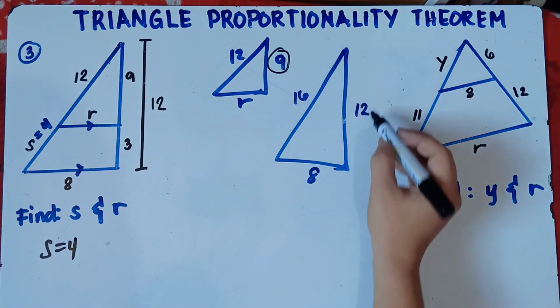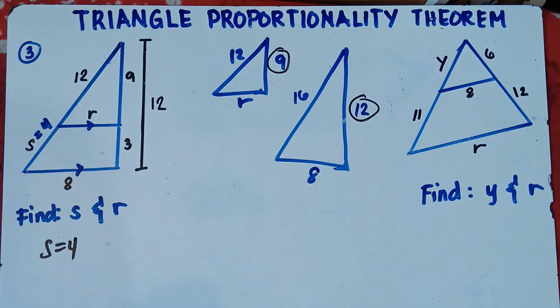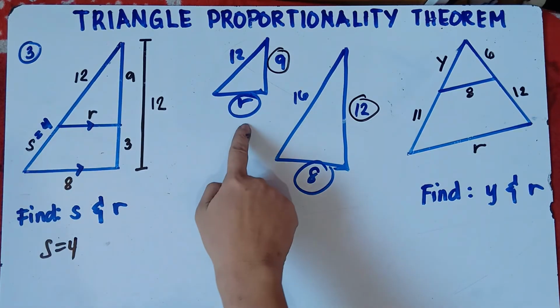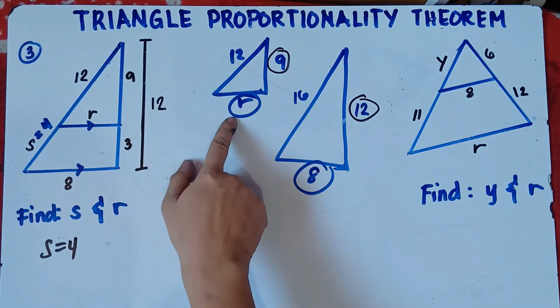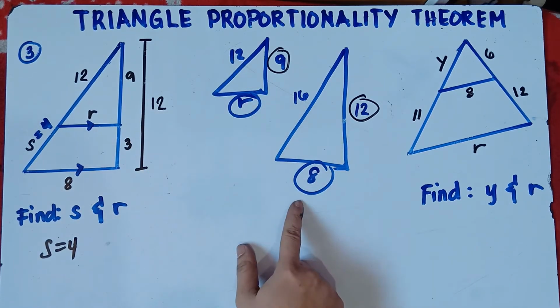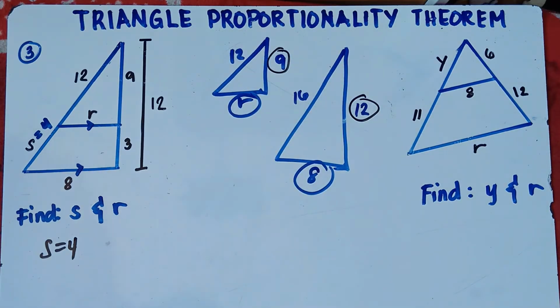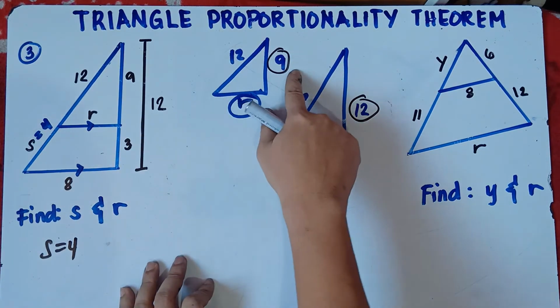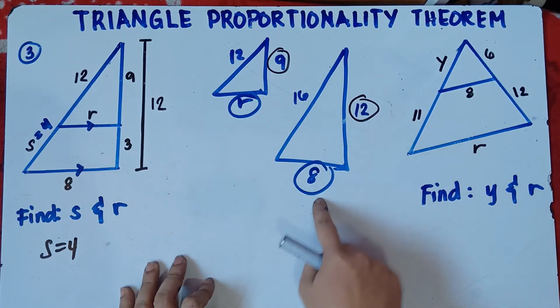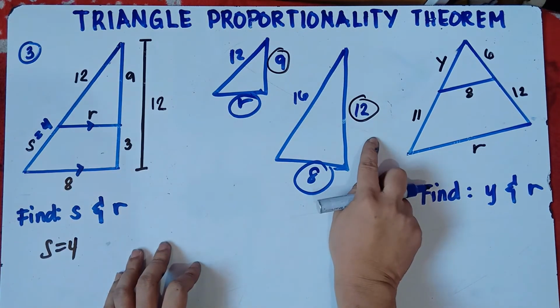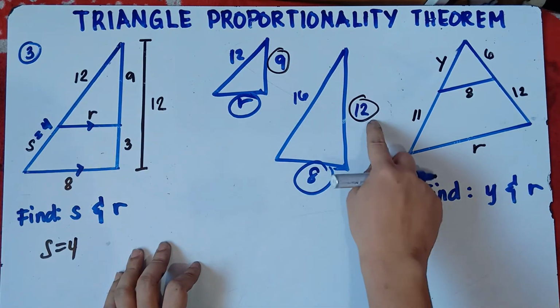Okay, this side over this side, then R over 8. So you can have that one. To find the value of R, you can have this one, class: 12 over R, then 16 over 8. So it's up to you, which do you prefer. Let's have the two solutions, class, and check if we have the same answer. So let's have 9 over R, then 12 over 8 to find the value of R. So you can have 9 over 12, or you can have 9 over R, then 12 over 8.